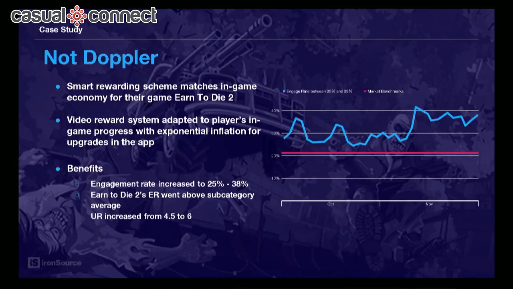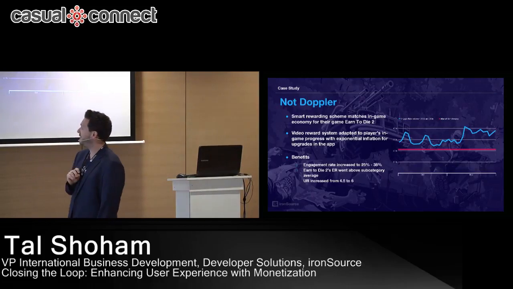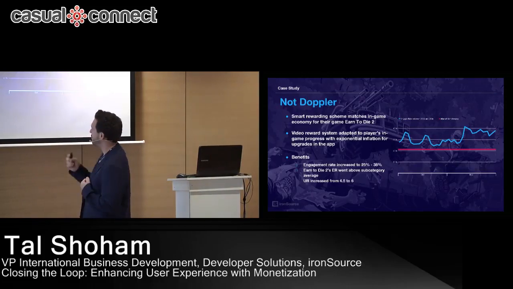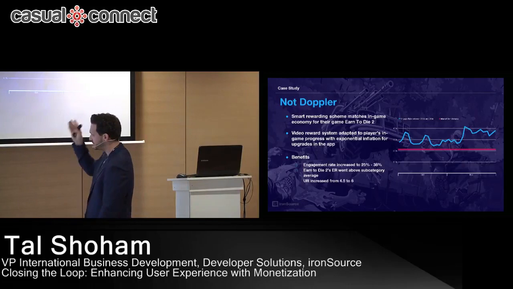So we have here a cool example from Not Doppler. They make a game called Earn to Die. It's a pretty big game, and they implemented a smart rewarding mechanism that matches the in-game economy. So a user in level 2 does not earn the same amount of coins as a user in level 30. Again, results were amazing.